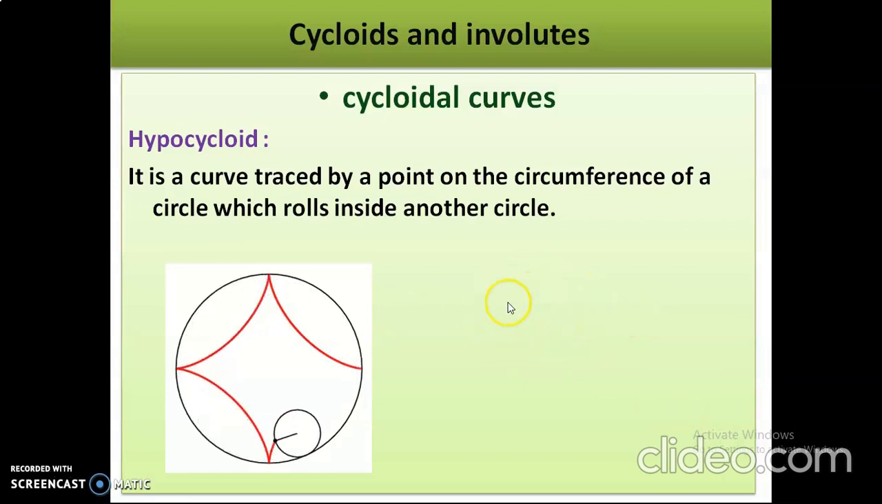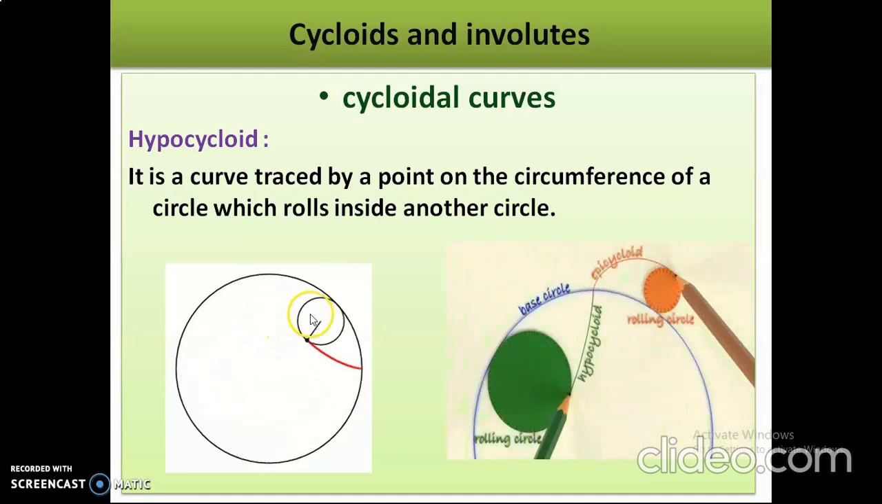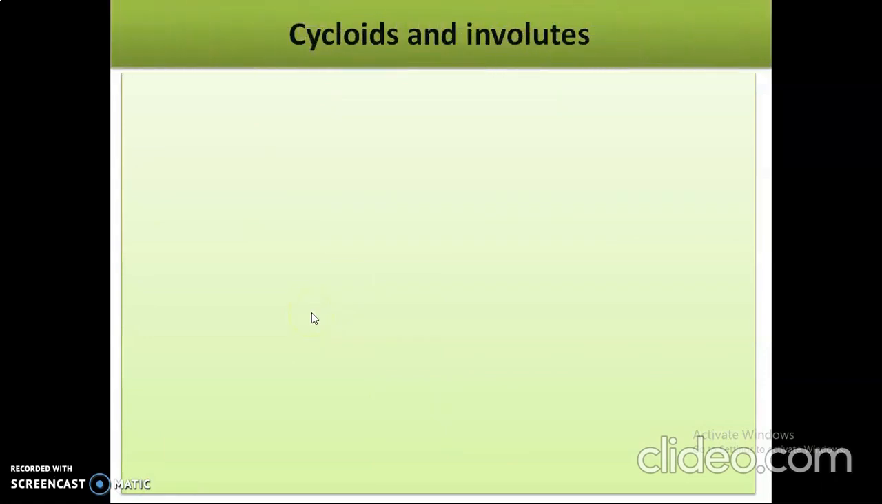Whenever the circular body rolls on another circle, then it forms epicycloid. Whenever the circular body rolls inside another circle, then it forms hypocycloid. So this is about the difference between epicycloid, hypocycloid and general cycloid. I hope you understand. So let us see practical applications of the hypocycloid.